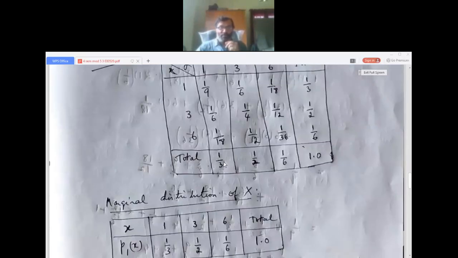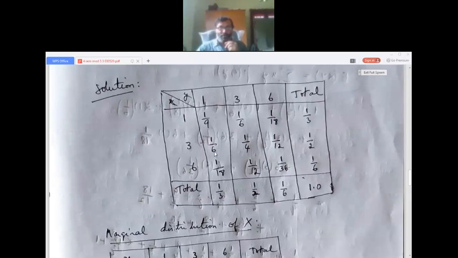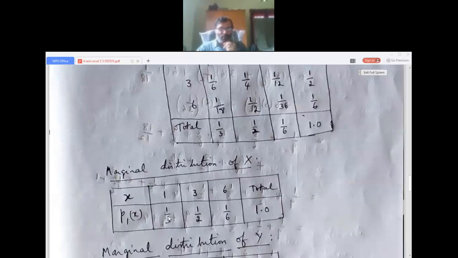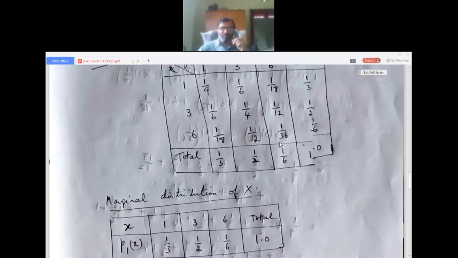So P1 of x means for x value 1, P1 of 1 is 1 by 3. For x value 3, P1 of 3 is 1 by 2. For x value 6, P1 of 6 is 1 by 6. So again we total this: 2 plus 3, 5, plus 1, 6 by 6, that is 1. As it is there, here also.